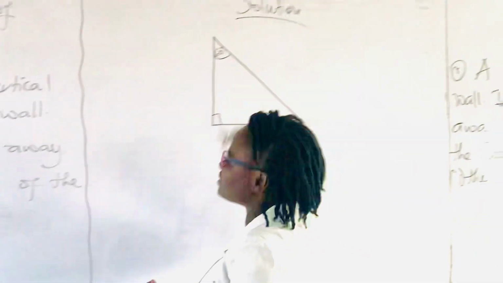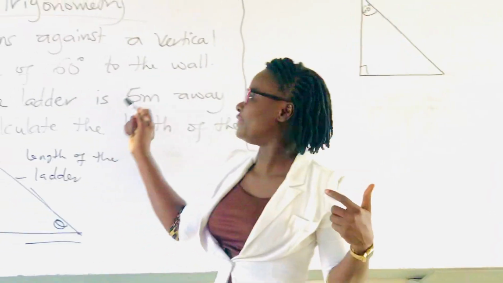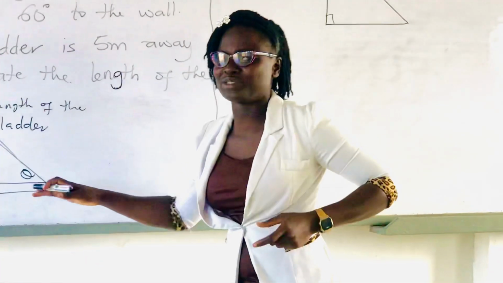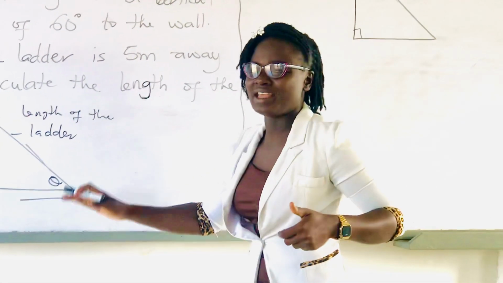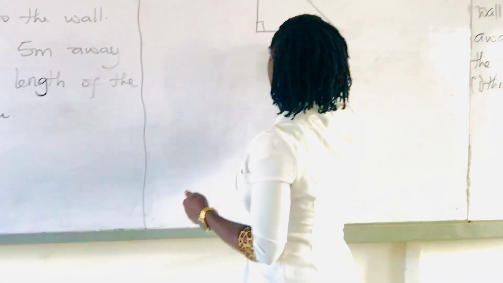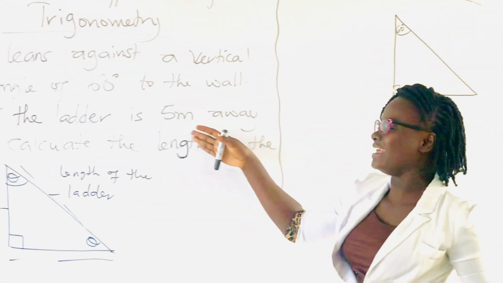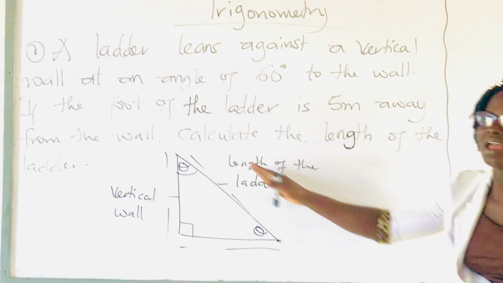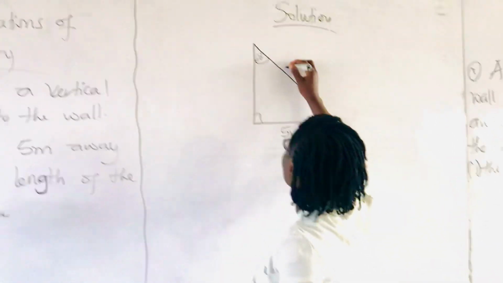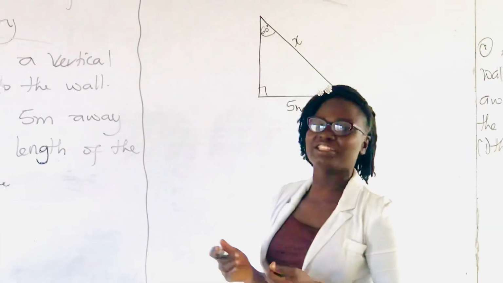So 60 degrees. Then it's further stated that if the foot of the ladder is 5 meters away from the wall, so where do you think our 5 meters will be? Great. At the base, from the foot of the ladder to the wall. So this is where our 5 meters will be forming. The question now, calculate the length of the ladder. This is the ladder and this is the length of the ladder. So this is where our length will be. Okay, good. So we can say that let X represent the length of the ladder.